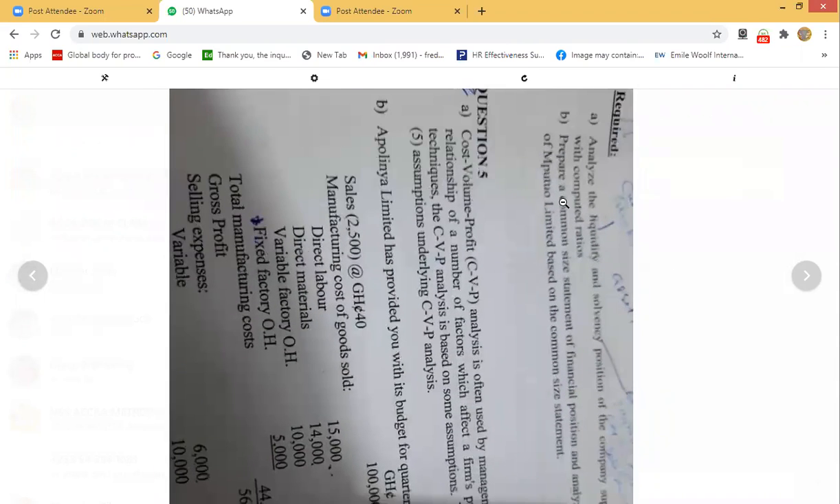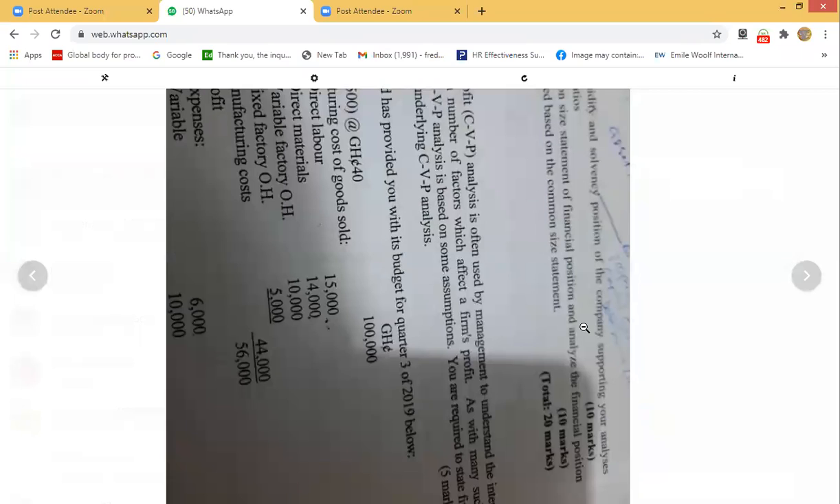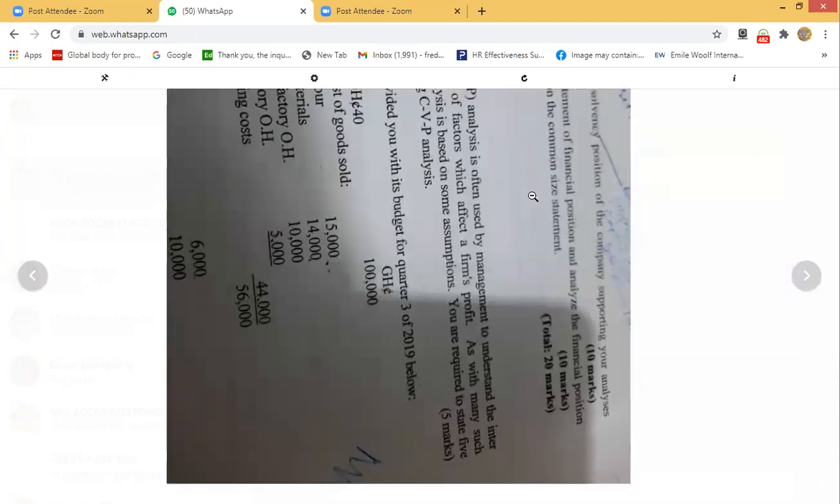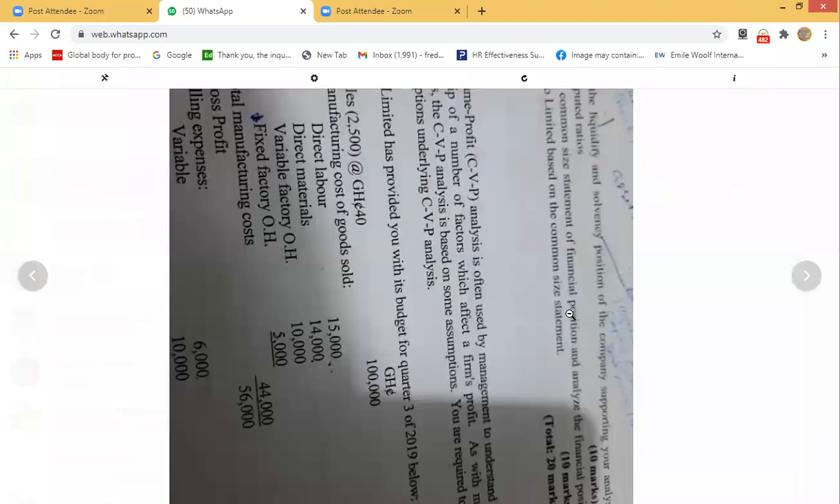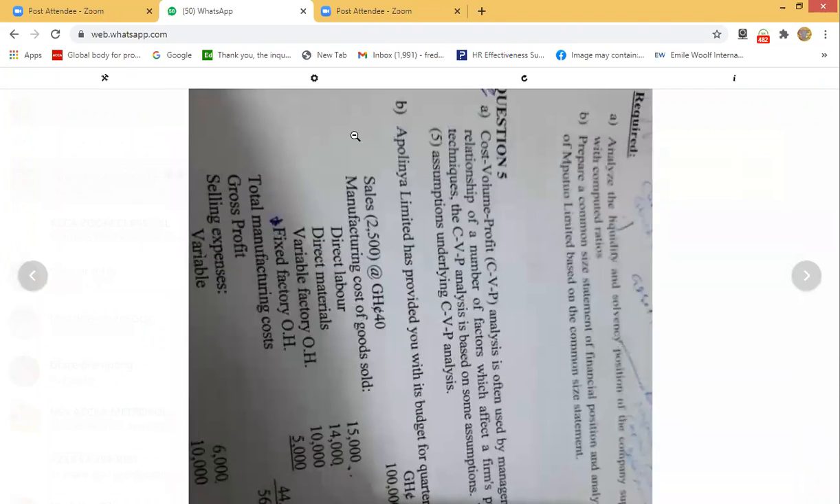Great. B. Prepare a common size statement of financial position. So common size statement of financial position simply means just calculate the percentage for us. We are done. That's a common size financial statement. Calculating the percentage alone is a common size financial statement, for financial position, not profit and loss. Then analyze the financial position of Impuntio Limited based on the common size financial statement. So analyze the financial position, the balance sheet. You're going to analyze the balance sheet. Good.